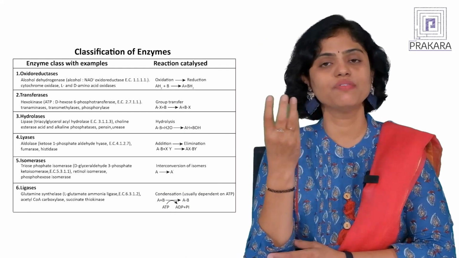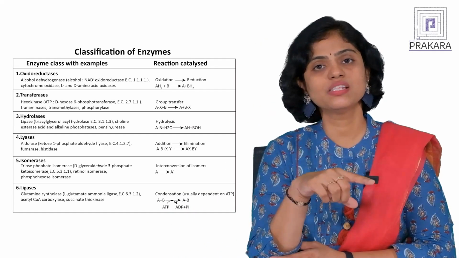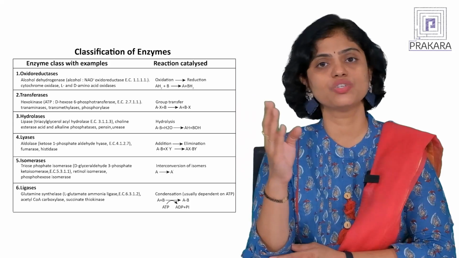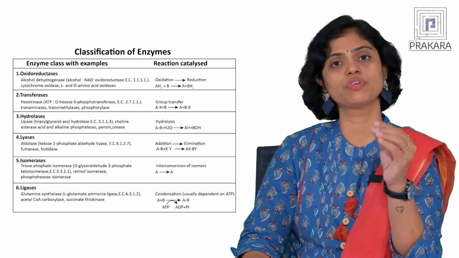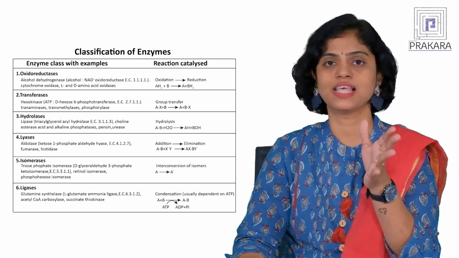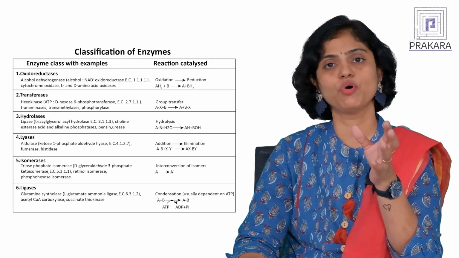For example, you have oxidoreductases. So, these are enzymes that are associated with oxidation reduction reactions. So, generally redox reactions are the most common kind of chemical reactions that take place in the cells. So, oxidoreductases are an important class.